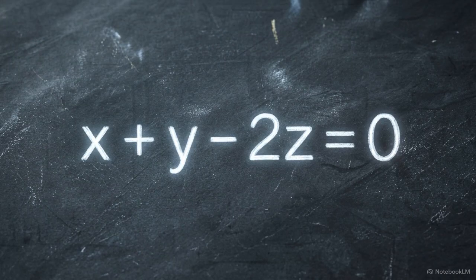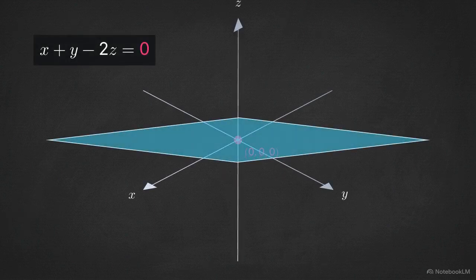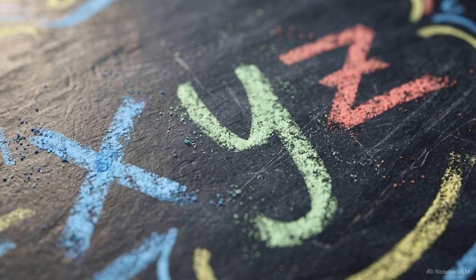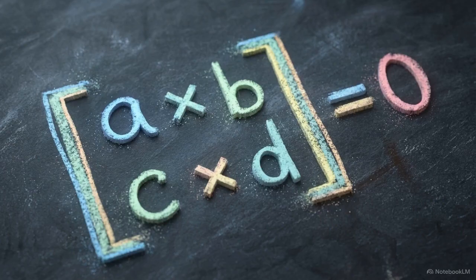The first is set W, defined by all vectors satisfying the linear equation x plus y minus 2z equals 0. Geometrically, this equation describes a flat, infinite plane that intersects the origin point. Because it is defined by a simple first-degree linear relationship, set W passes the algebraic closure tests for both addition and scalar multiplication. It is a valid subspace. The exam introduces a different set U.